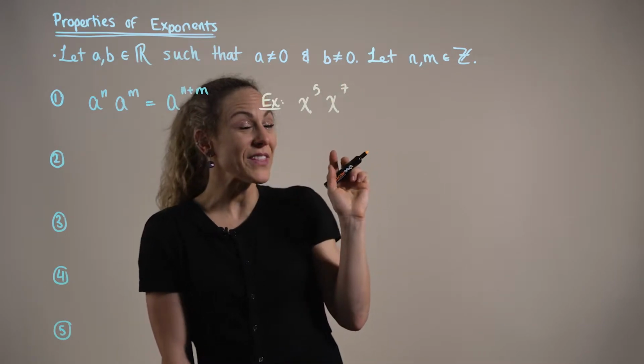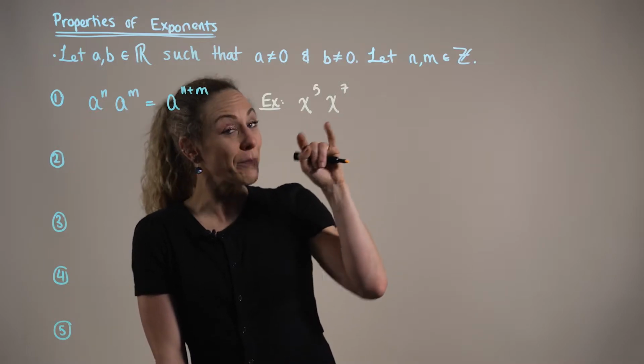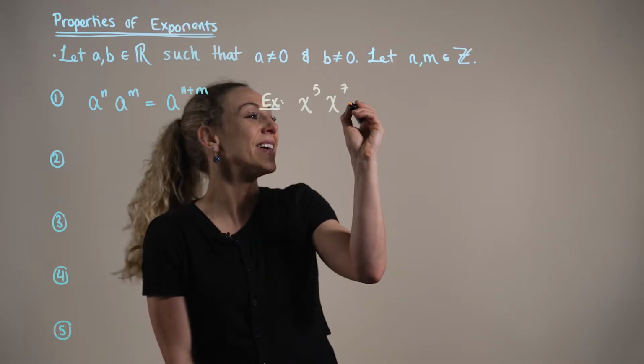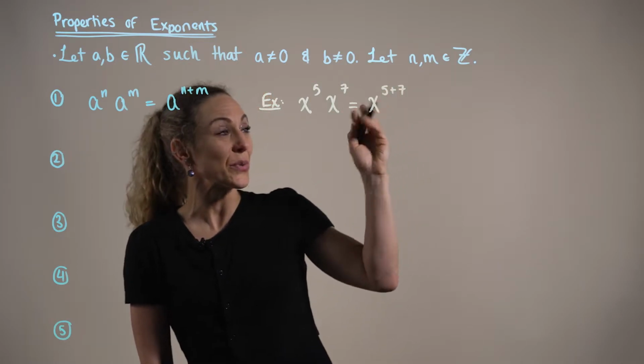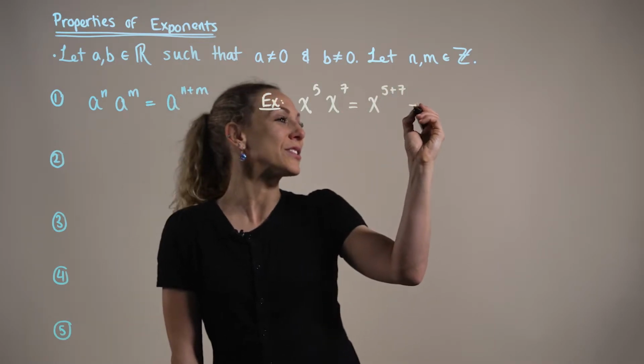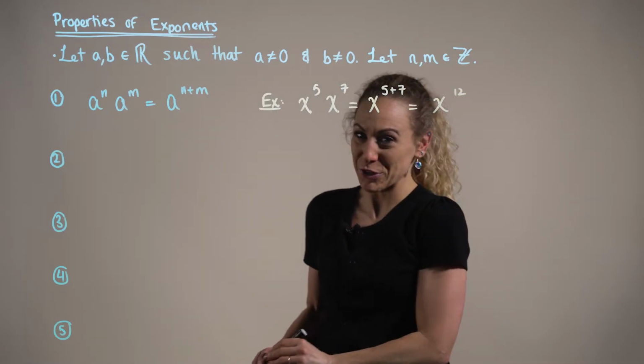Suppose that we are given the expression x to the 5th times x to the 7th. Our base in both cases is x, and we can combine those exponents by adding them. So we have x to the 5 plus 7, which leaves us with x to the 12th power. Property 2.